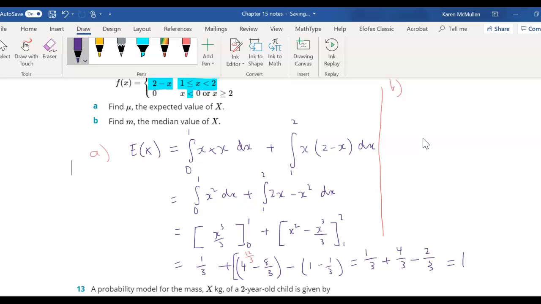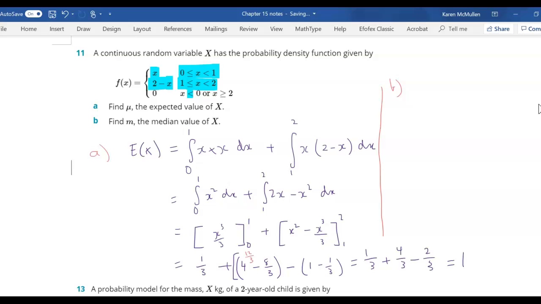All right, part B, we've got to find the median. Now, we've got 2 functions, all right? So we've got to say, well, where would our median be? All right, so for the median, sorry, I just had to have a big pause. I was just thinking about this question.